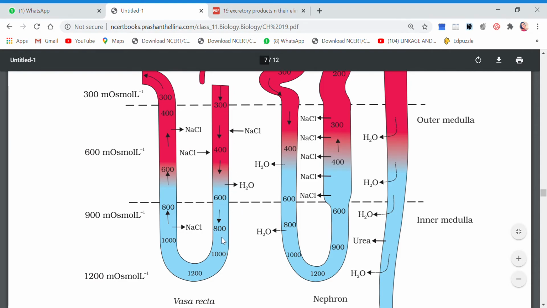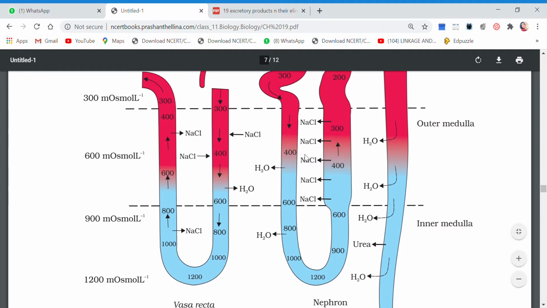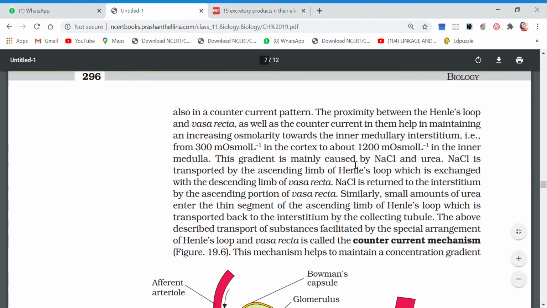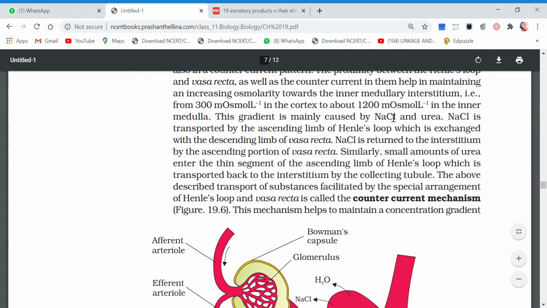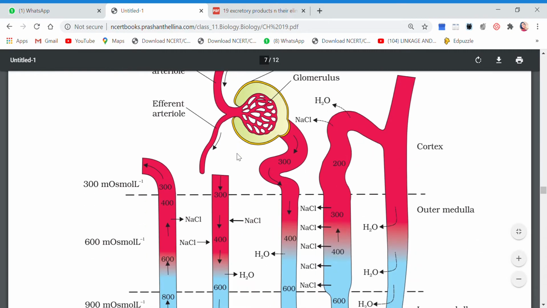This is the descending limb. So the ascending limb of Henle's loop will give out NaCl, and this NaCl will be transported to the descending limb of the vasa recta. I hope this is very much clear to all of you. See, NaCl is returned to the interstitial by the ascending portion of the vasa recta.